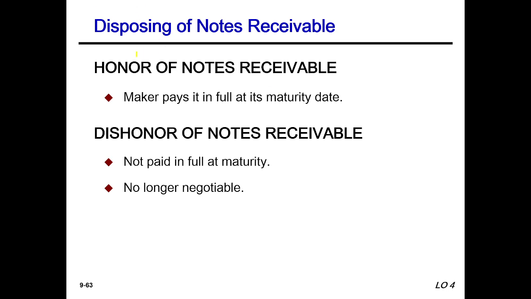Now, disposing of note receivable, here we will discuss two points: owner of note receivable and disowner of note receivable. In owner, number one, the maker, those who make or prepare the note, will pay in full at their maturity date. Number two, disowner: not paid in full at maturity and no longer negotiable. That means the maker must pay in full at maturity date, and in disowner, not paid and no longer negotiable. I think everybody is clear.